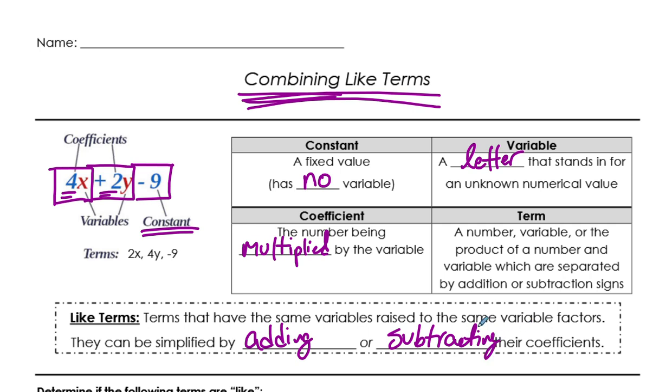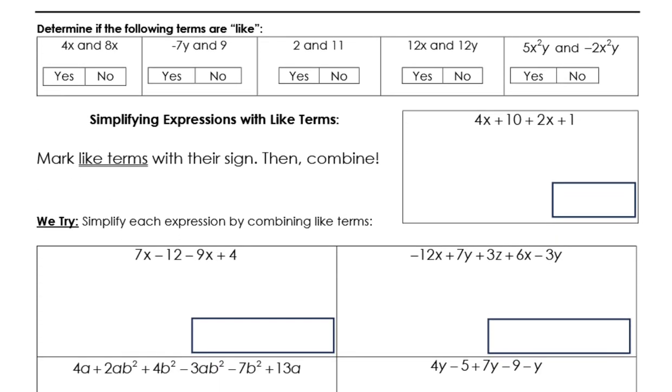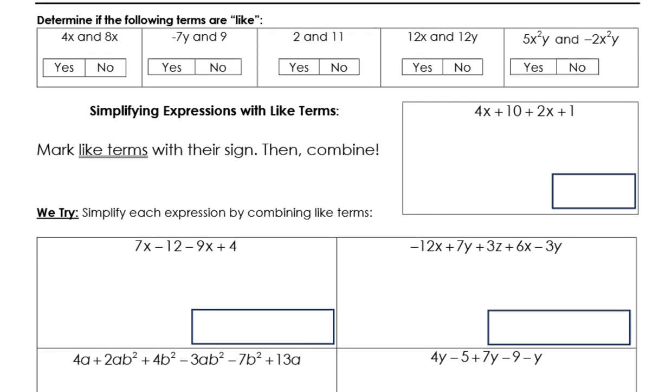Like terms are always going to have the same variables, and they're raised to the same exponent. That's what I'm looking for. Same variables and same exponent. So we're just trying to identify if these are like terms. 4x, 8x, they have different coefficients, but that's not what I'm looking for. They each have an x, and there is no exponent on that. Those are like terms.